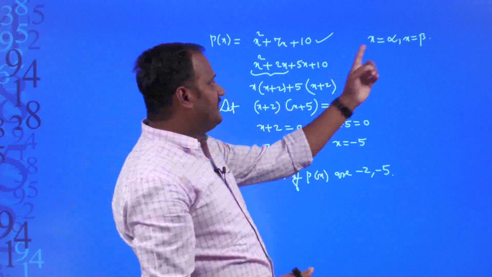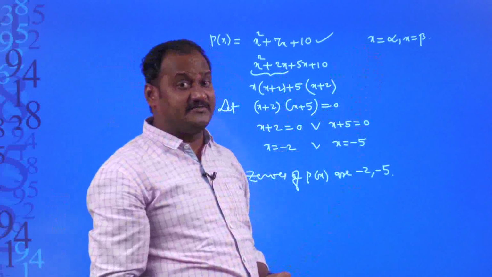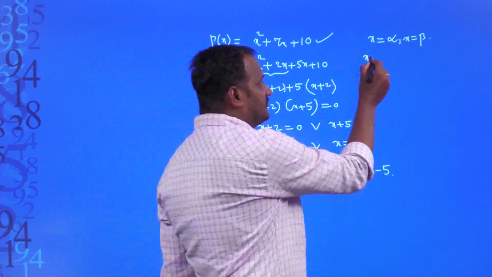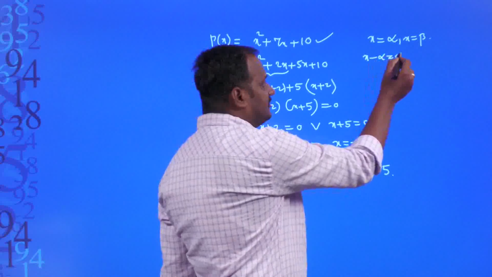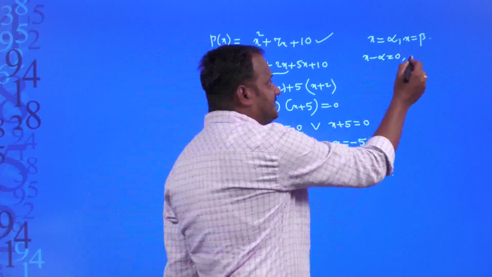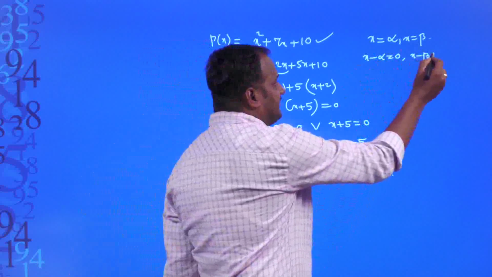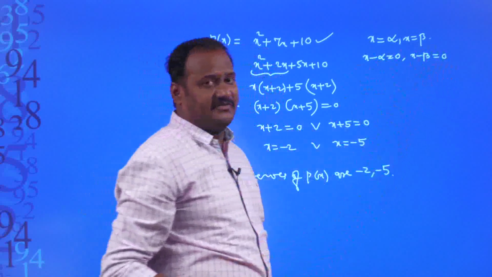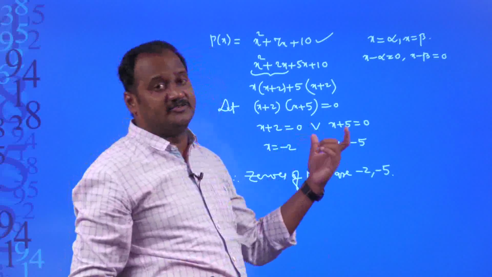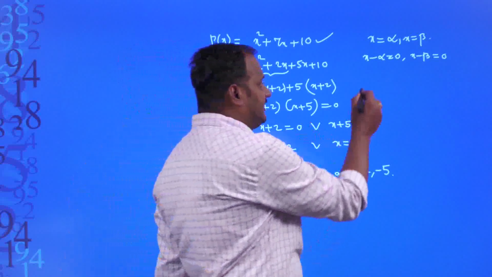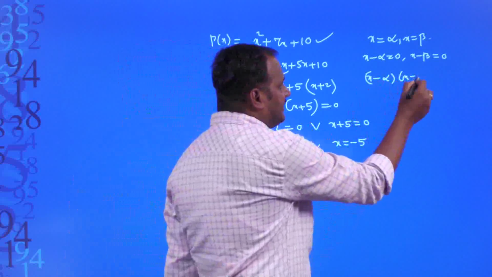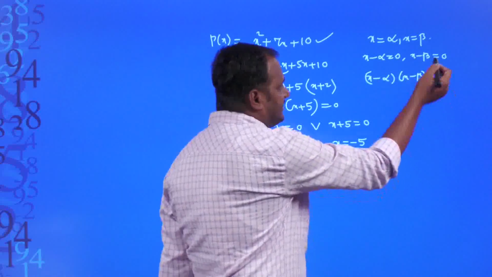That is, when alpha is a zero, then what is a factor? Transpose alpha this side, then it is going to be x minus alpha is equal to 0. It means x minus alpha is a factor. Similarly, beta is a zero, so I can say that x minus beta is a factor. When I have two factors, to obtain a quadratic polynomial, I need to multiply those two factors, right. So, x minus alpha into x minus beta is equal to 0, because that is the product of two terms.